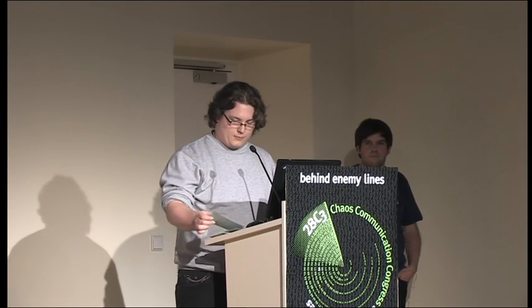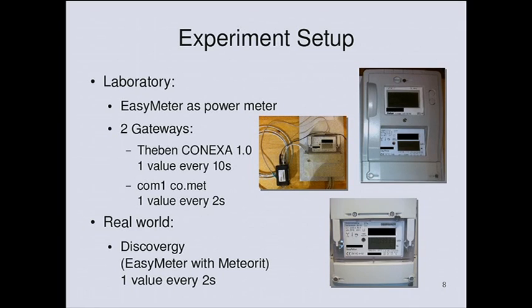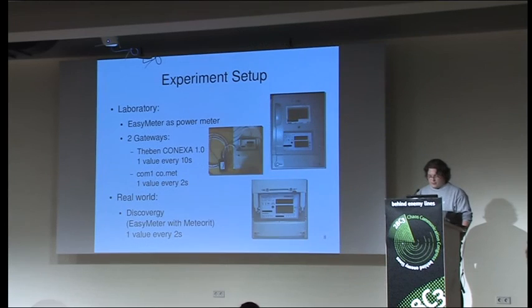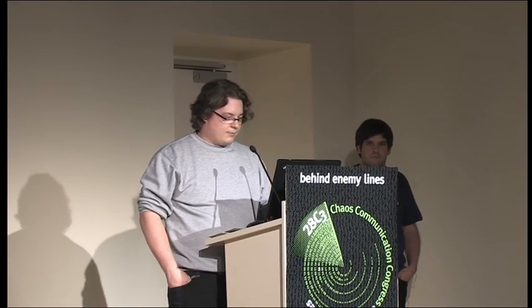So our experimental setup at the lab is an EasyMeter as power meter and 2 different gateways. We first used the Tibber connector 1.0, which sends 1 value every 10 seconds. This is not enough for our work, so we switched to a COM1 from Comet, which sends 1 value per 2 seconds, which is equal to the real-world EasyMeter setup, which is applied in Dario's cellar, for example.